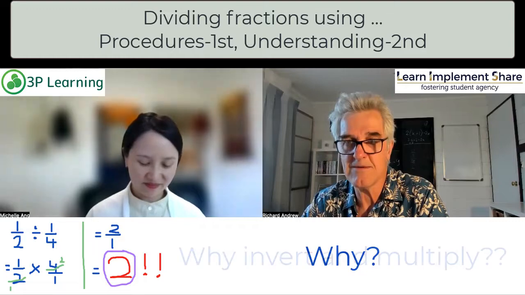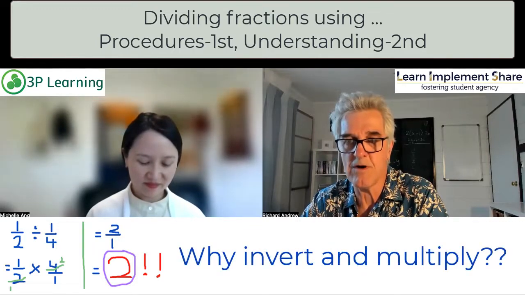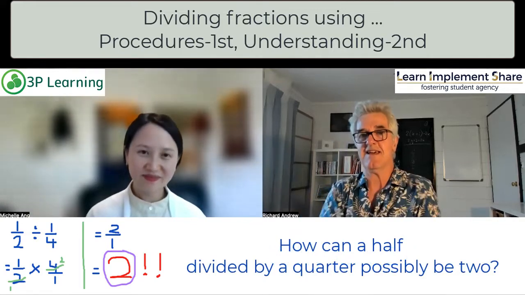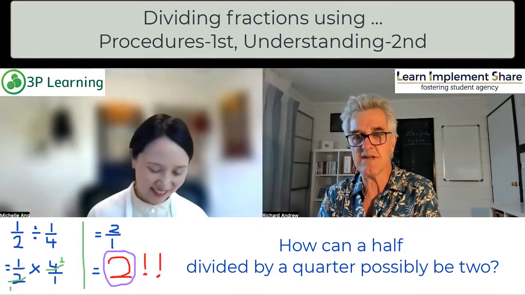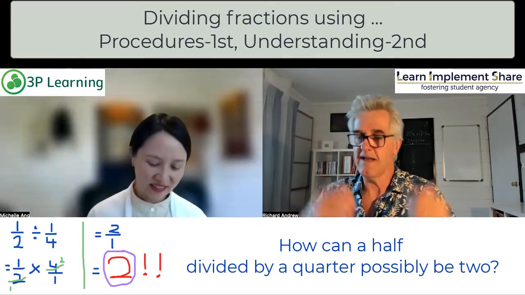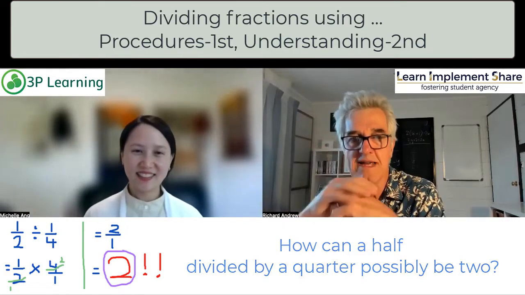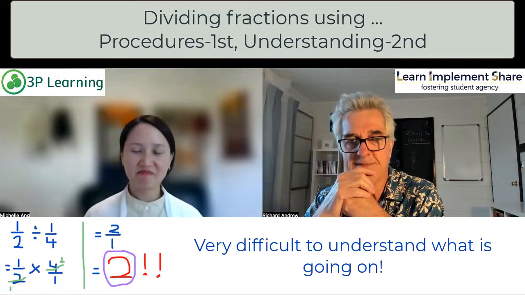Why do we invert and multiply? How does it equal 2? It doesn't make any sense. How the heck can a half divided by a quarter equal 2? Do 10 questions, you'll get it, right? There's no way that 80% of students will get any sense of understanding what is going on. So how do you deal with that?